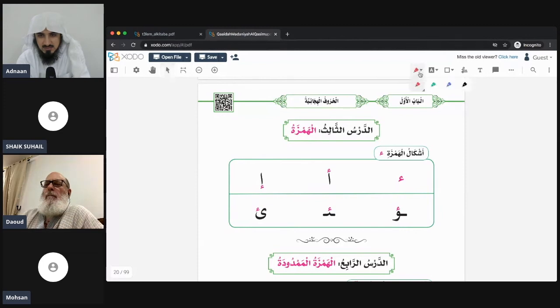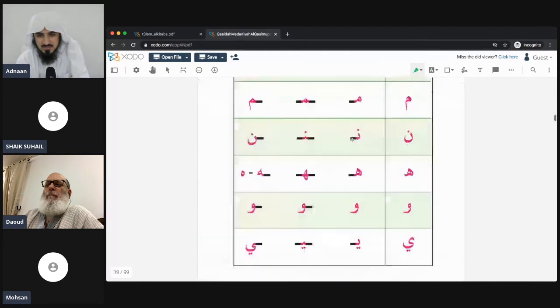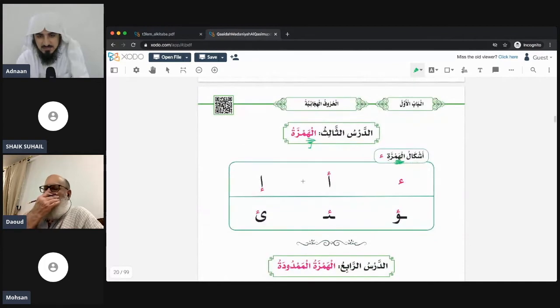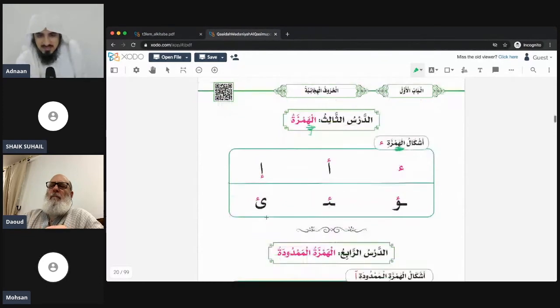There's my pen. Can you see here? That's a Ha. The same Ha you took, the same Ha we took here. Can you see? Ha. Al-Hamzah. Light Ha. Try again. Light Ha. Al-Hamzah. So a little bit lighter.